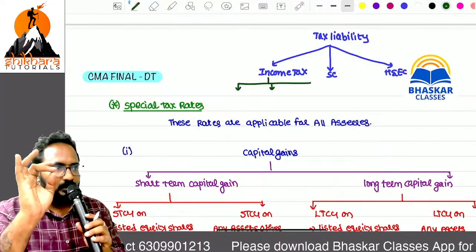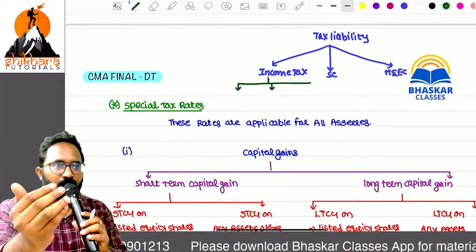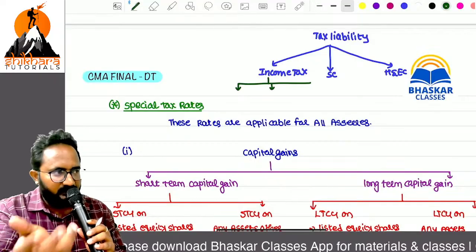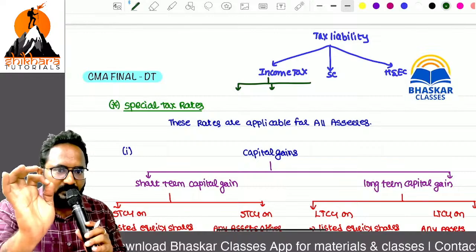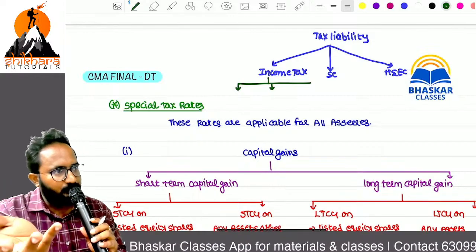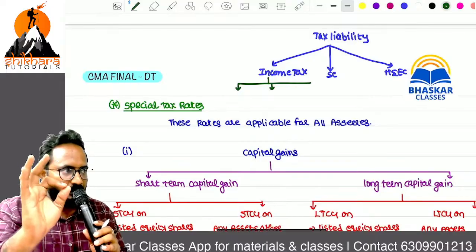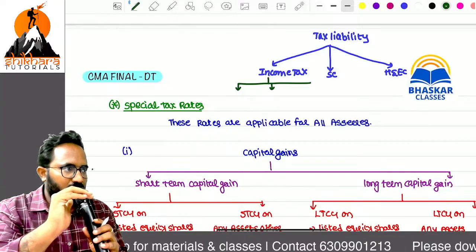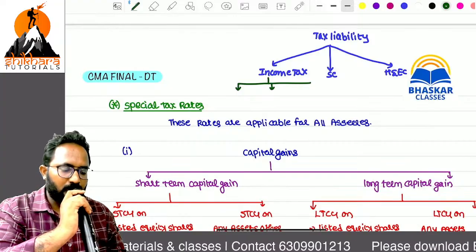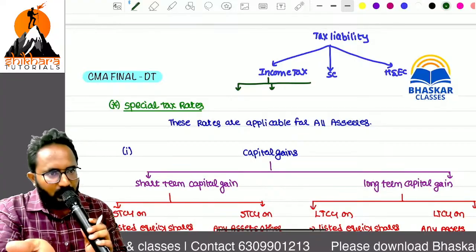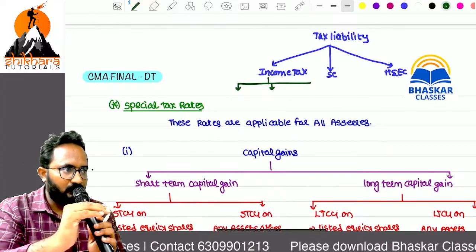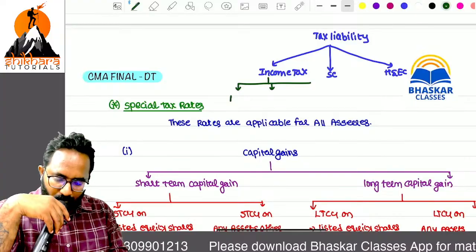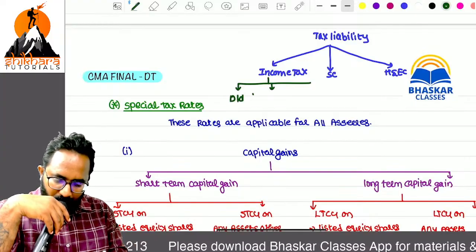Individual, HUF, AOP, BOI, AJP. They can follow 115BAC or they can follow the old tax regime also. For domestic companies, they are given the option to follow optional tax rates like 115BA, 115BAA, 115BAB. Next, they are given for the resident cooperative societies also. We can follow normal rates or 115BAD, 115BAE. For these SSCs only, they are given the old regime as well as the new regime.